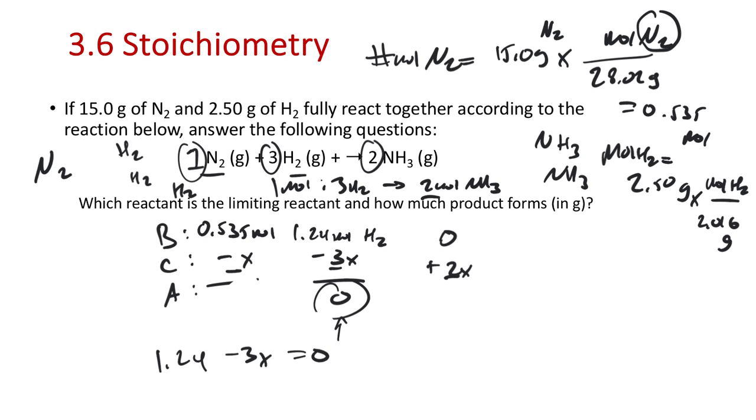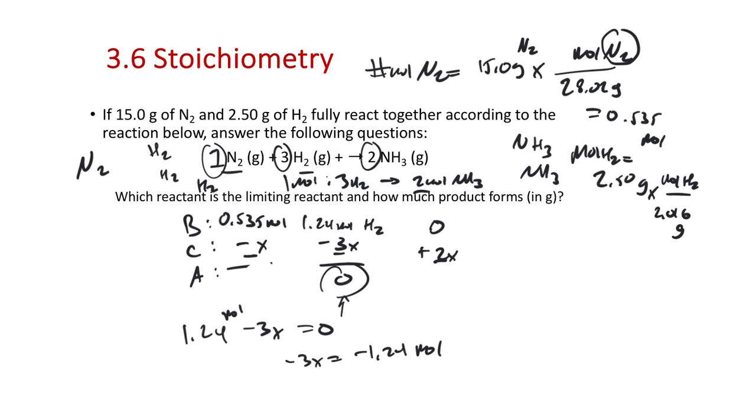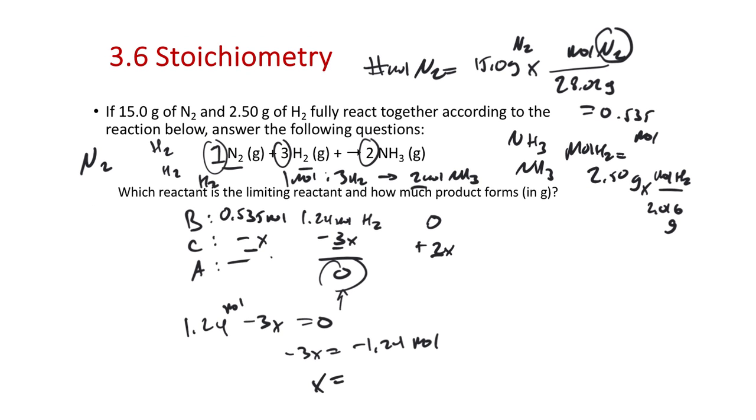And so if that is 0, then I can solve for X. If H2 really goes to 0, and I know it was 1.24 moles originally, and 1.24 minus 3X equals 0, can I solve for X? I'm pretty sure I can. So X is just going to be equal to 1.24 divided by 3, which is 0.413 moles.